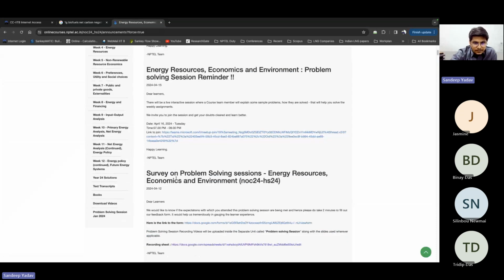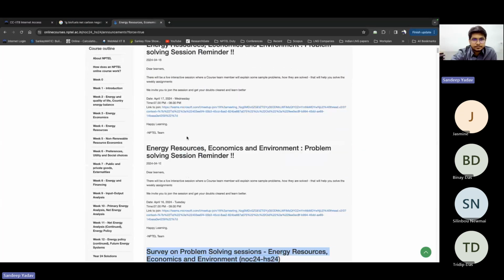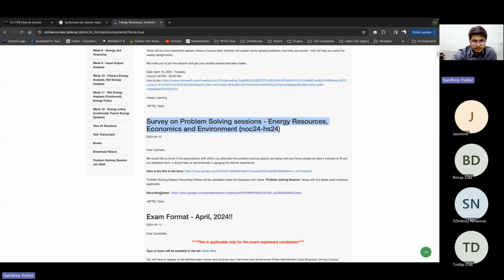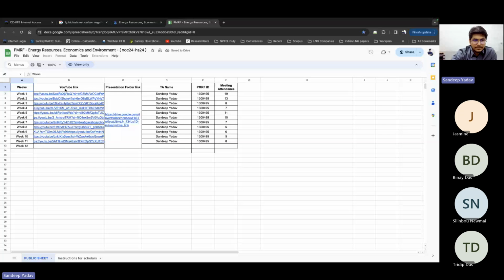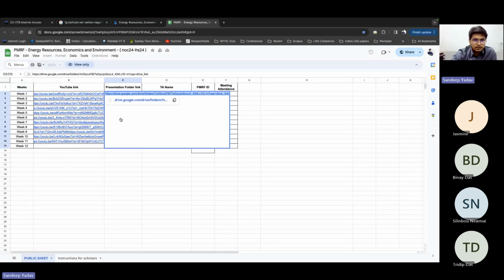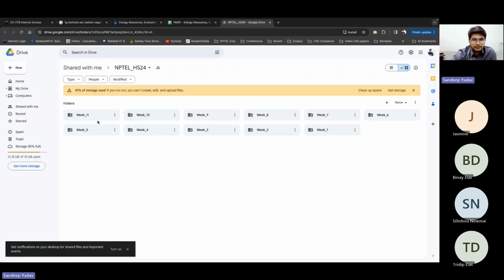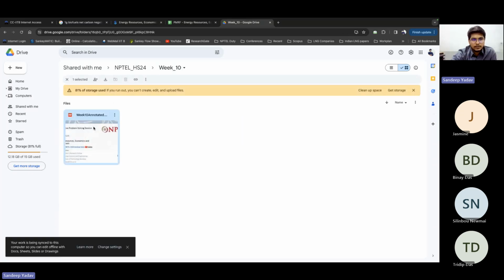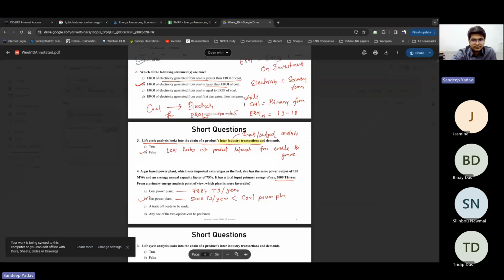In the previous recording sheet that will be provided, whenever the link came, when you go to the recording sheet, one link opens. Here you can find the YouTube links of all the weeks' recordings. Here you can find the presentation folder. When you open this, from week 1 to week 11, all the slides are uploaded. If you want to access the slides of week 10, you just go through this; all the live session slides will be there.